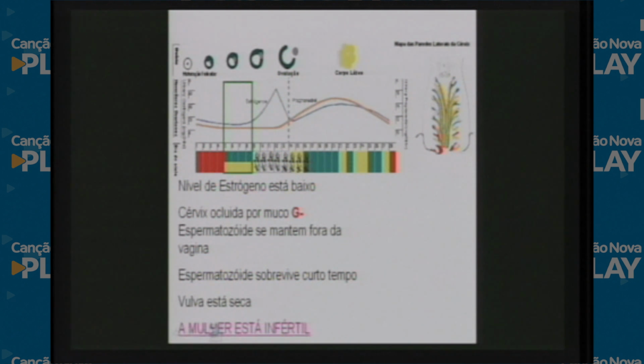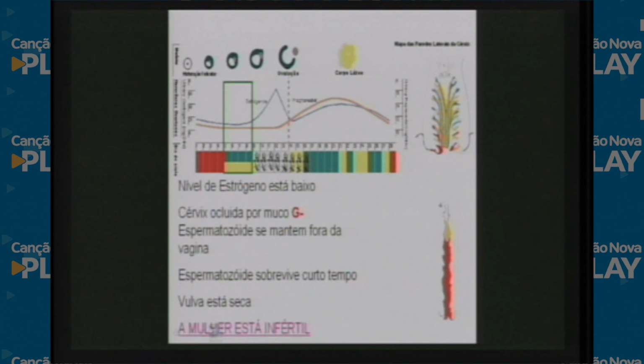The sperm are kept out in the vagina. Sperm survival is very short. The vulva feels dry and the woman is infertile.